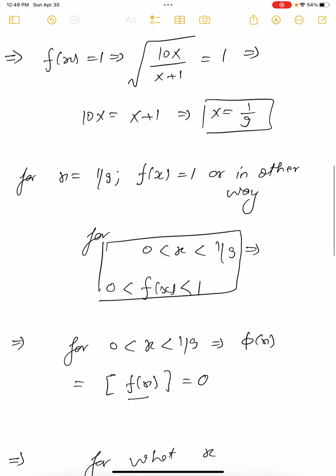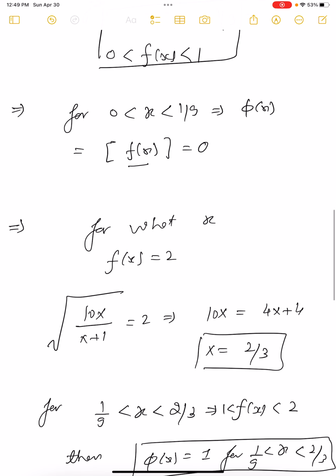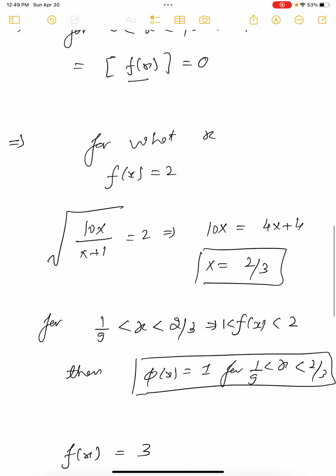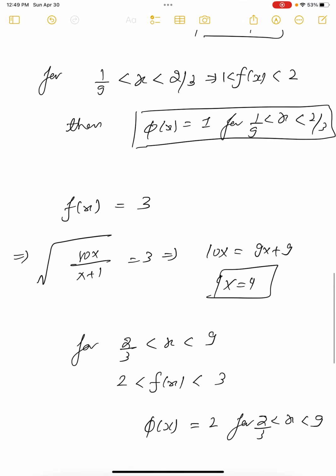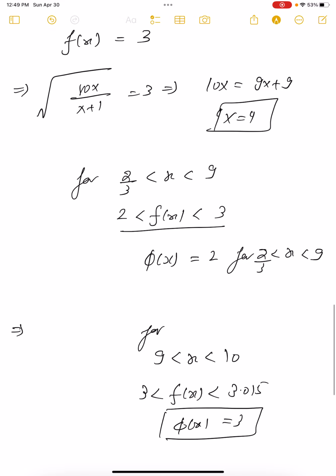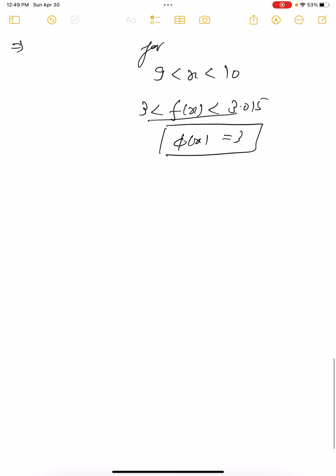Basically we were trying to look for the values of x for which f of x lies from 0 to 1 and then from 1 to 2. Then we looked for the values of x for which f of x lies from 2 to 3, and then for which f of x is greater than 3. So the integral that we have was 0 to 10 greatest integer of f of x dx.